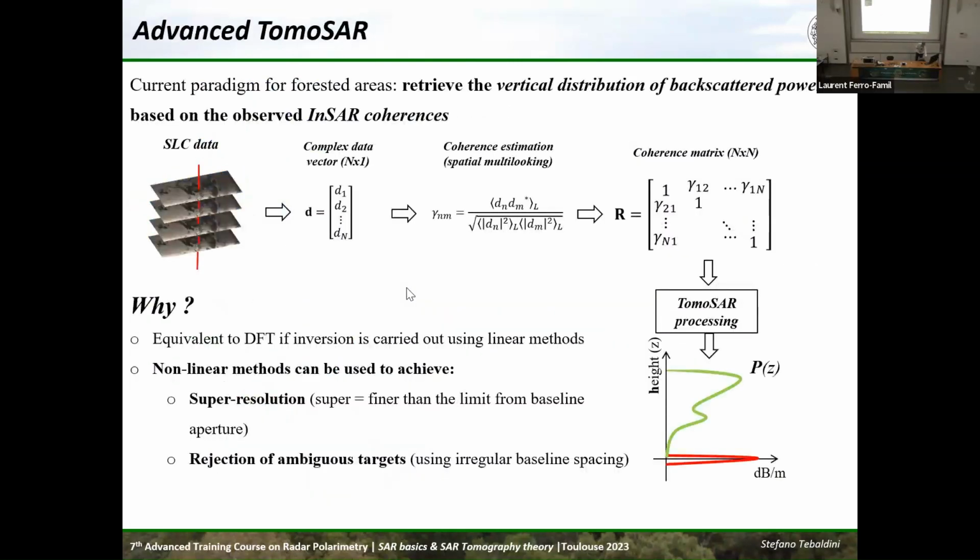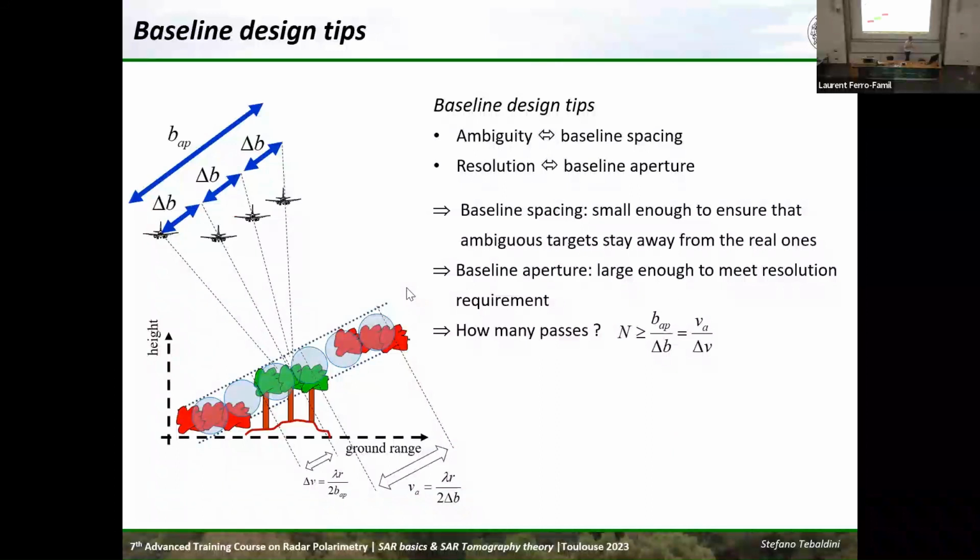Some tips to determine how many passes you need. Okay, let's say that for a forest, it's a good practice to have a height of ambiguity that is roughly twice forest height. So let's say that you have a 30 meter forest. You would like the ambiguity to stay at no closer than 60 meters. Let's say that you want a resolution of 5 meters, then you need 60 over 5, 12 passes. And this is more or less how you reason to design a tomographic survey.